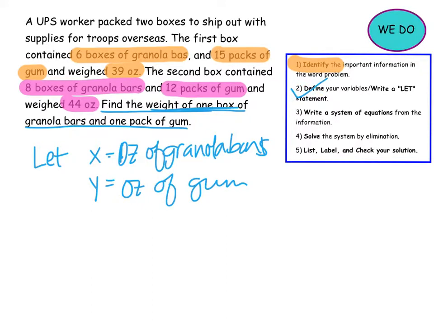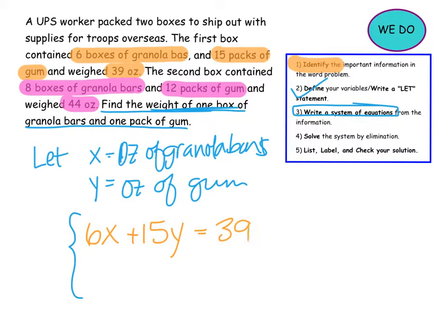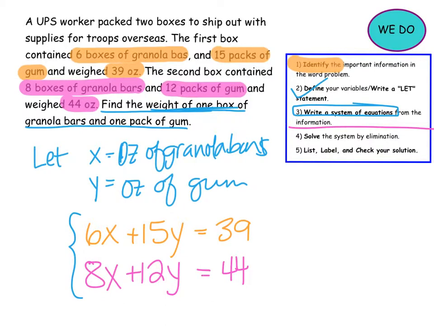And then with step 3, we have to write our system. We're going to have a curly bracket and then our system. The orange equation is 6 boxes of granola bars at x ounces and 15 packs of gum at y ounces gives us a grand total of 39 ounces. The second box has 8 boxes of granola bars at x ounces and 12 packs of gum at y ounces. And that gives us a grand total of 44 ounces. Now that we have our system, all we have left are steps 4 and 5 to solve, and then list, label, and check our solution.